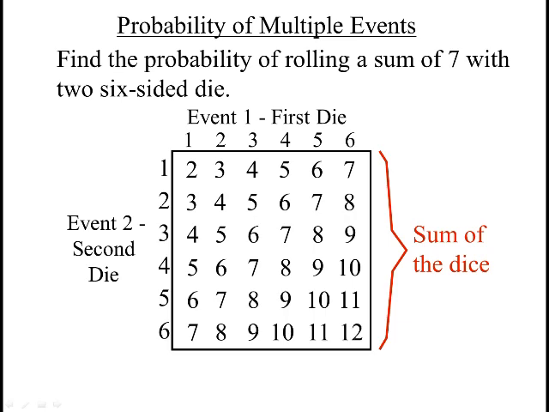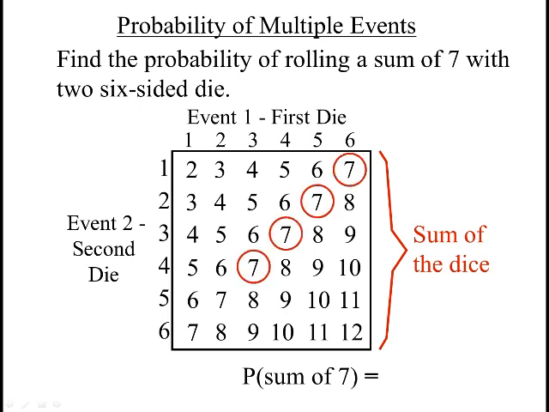You're definitely going to want to make these if you see this on a quiz or a test. So what is the probability that the sum is 7? Well, I'll just go through and circle all my sums of 7. Turns out there's actually 6 ways out of 36 possibilities to roll a 7. So that's 1 out of 6.